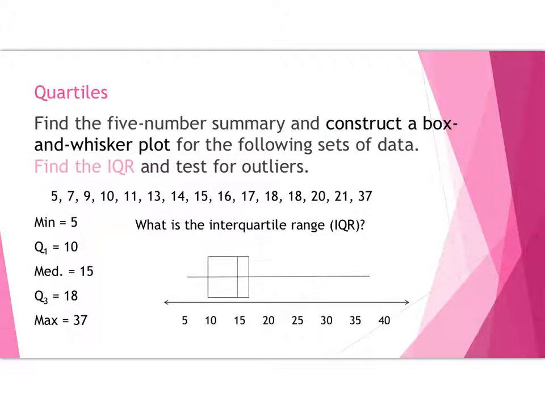Now the interquartile range is the range of the box, the range of the middle 50% of your data. So that would be not the minimum minus the maximum, but the bigger part of the box minus the smaller part of the box. So 18 minus 10, the IQR is 8. Sorry about that. Went a little crazy. 18 minus 10 is 8.